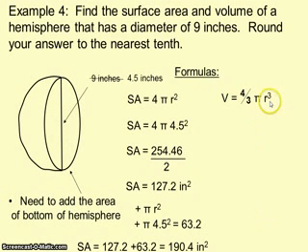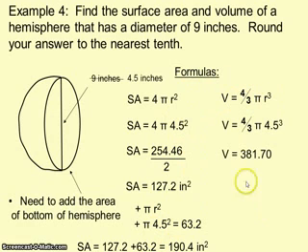And now we just need to find the volume. Again, we're given the radius, so we're just going to plug that in into our calculator. Our answer is 381.7 cubic inches. But then, since this is a hemisphere, we're going to cut it in half. So that's 190.9 cubic inches for the volume. And that is how we work with spheres.